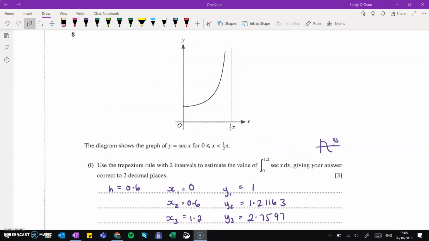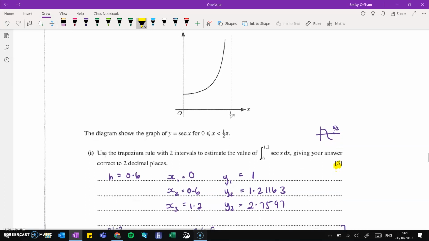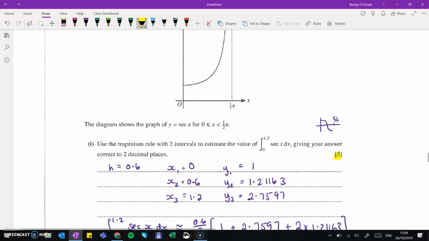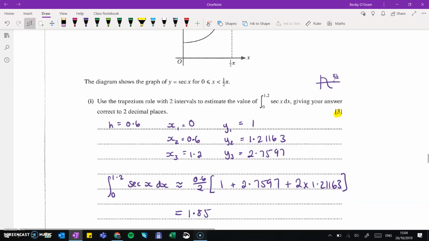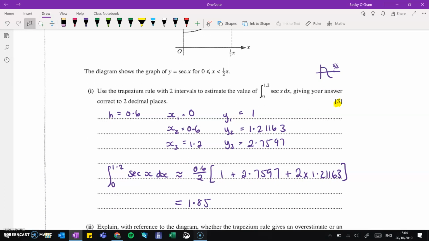Question 8 starts off with a nice easy 3 marks for a trapezium rule. As long as you know how to use a trapezium rule correctly, then you can get down to 1.85 as an estimate for the integral there.